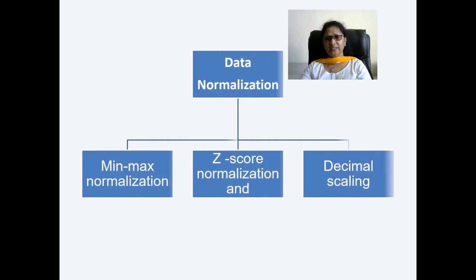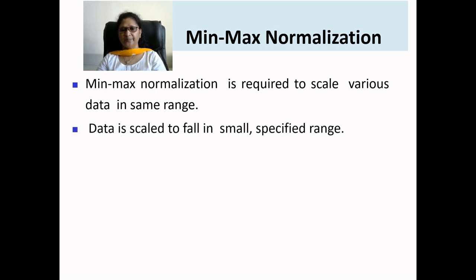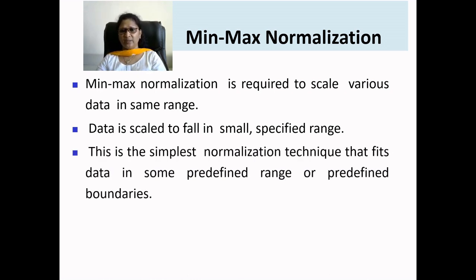In data normalization, there are many techniques in literature you can find, but the popularly used techniques are these three, and these are part of your curriculum too. So we shall be learning these three, of which let us start with MinMax normalization. MinMax normalization is required to scale various data in the same range, and typically it is a small range. It is the simplest normalization technique that fits data from the earlier range to some new predefined range, or boundary, like 0 and 1.